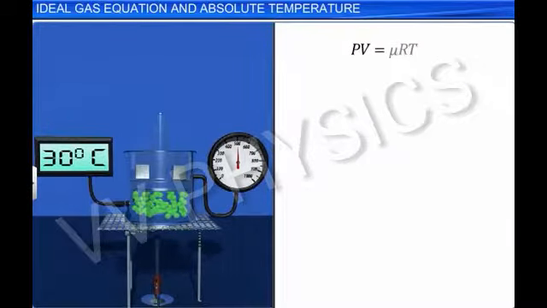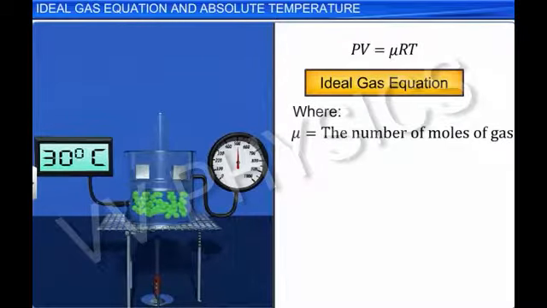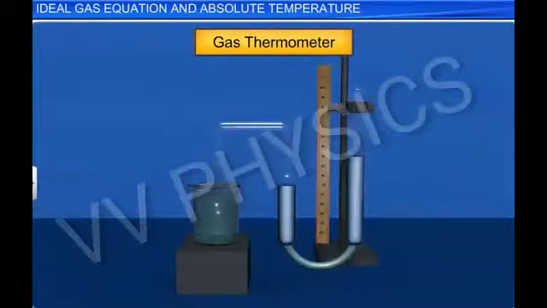PV is equal to mu RT is a generalized ideal gas equation, where mu is the number of moles of gas and R is 8.31 joule per mole per Kelvin, which is the universal gas constant. The constant volume gas thermometer works on the principle of the ideal gas law.